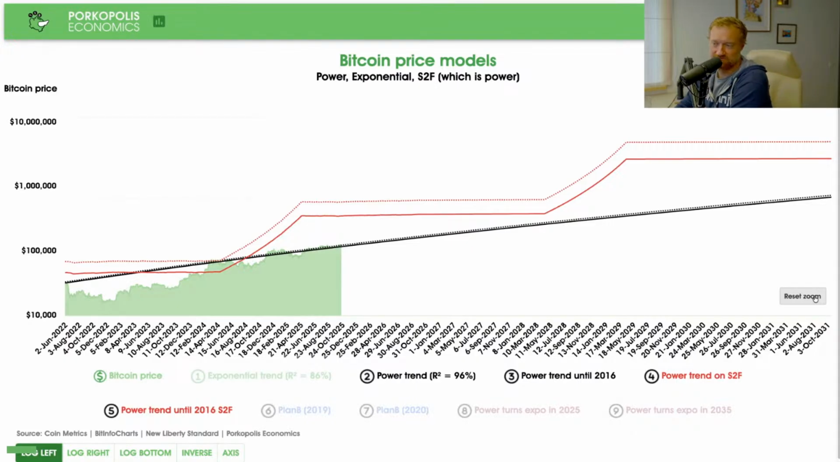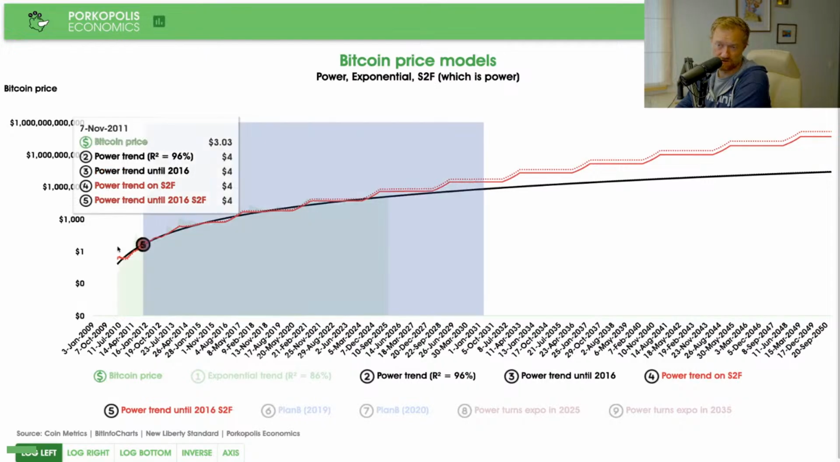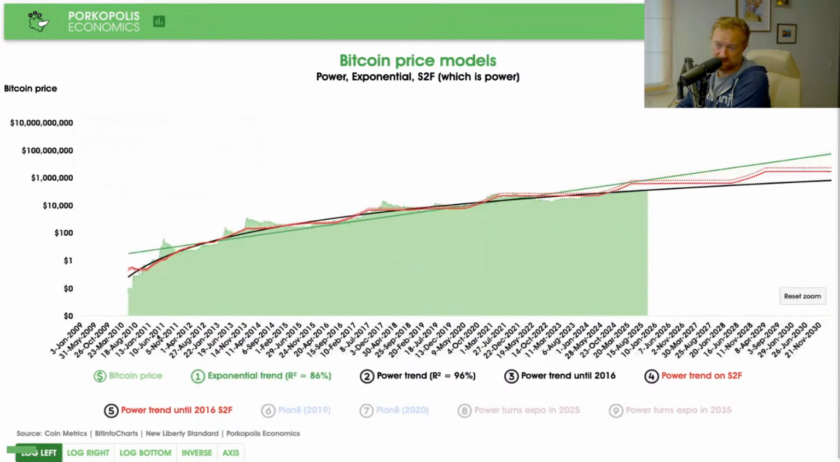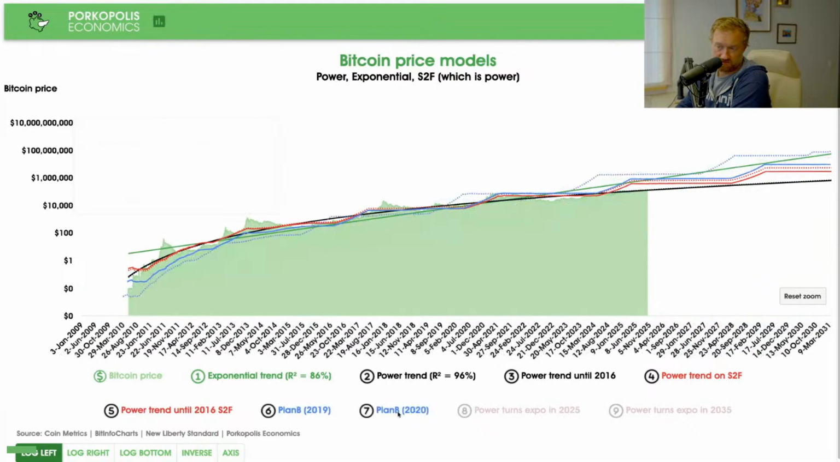Nobody knows the future. I don't know the future. I'm not a trader, not a swing trader, but this black line looks a hell of a lot better than the stair-step shoehorned stock to flow model. It's a hell of a lot better than an exponential model, straight line on log scale. It's a hell of a lot better than Plan B's models.